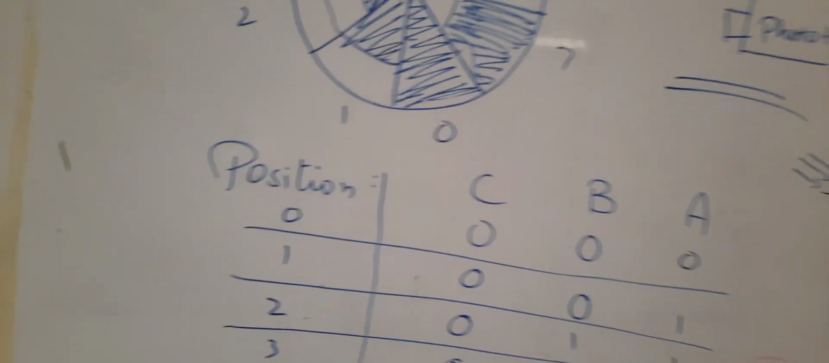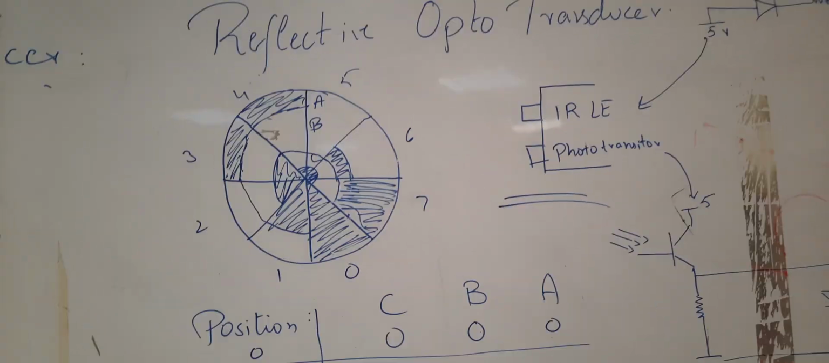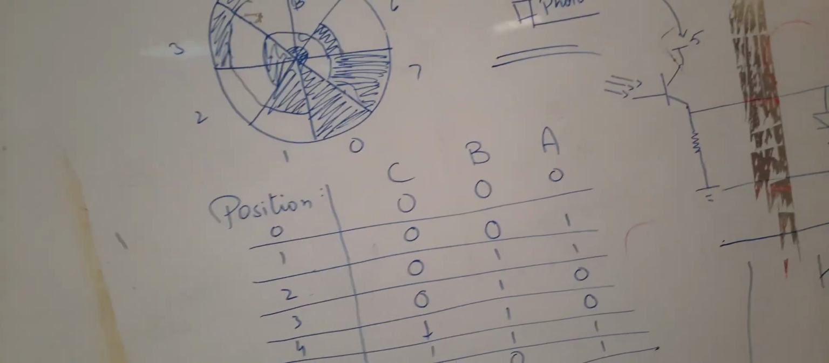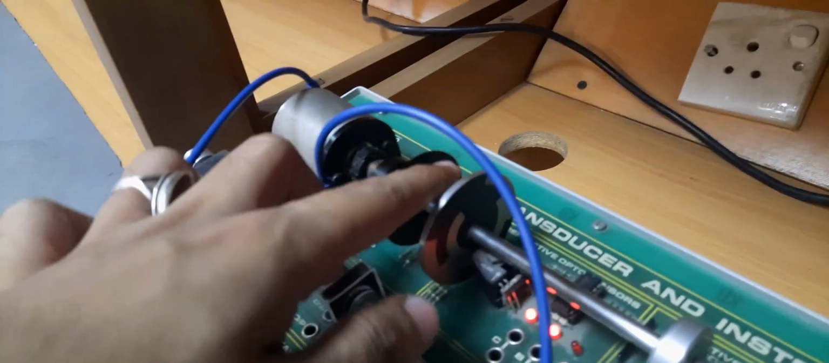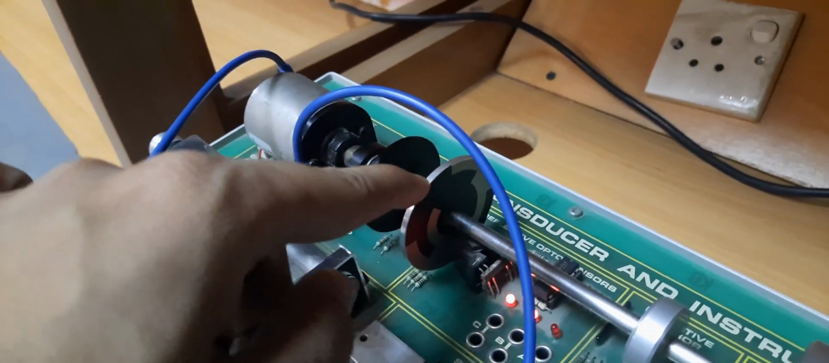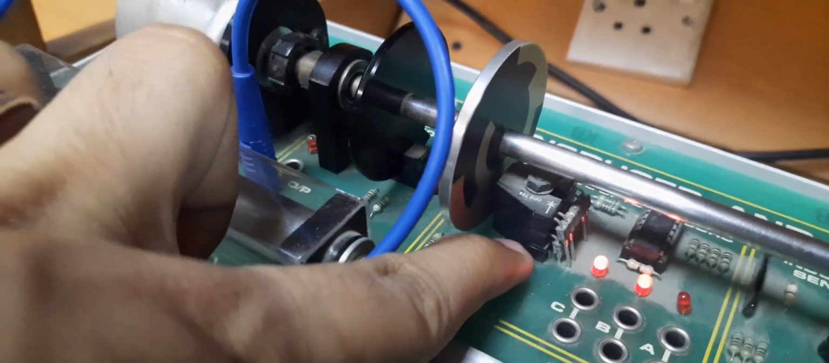So this is basically the working of the reflective optotransducer containing this disc. Let's check its working. See, again this disc is mounted on the same shaft with the pattern that I have just told you, and these are the 3 LEDs, and this is the sensor. There are 3 sensors, first, second and third, all piled up on each other.